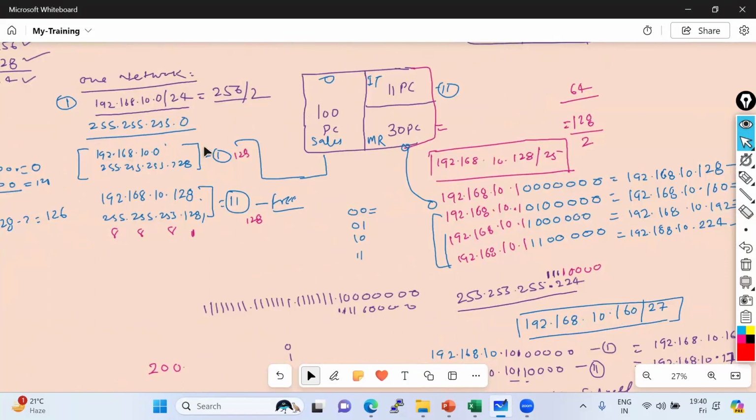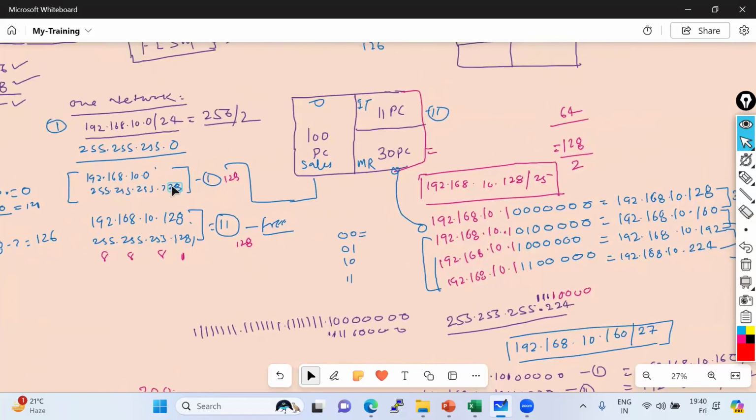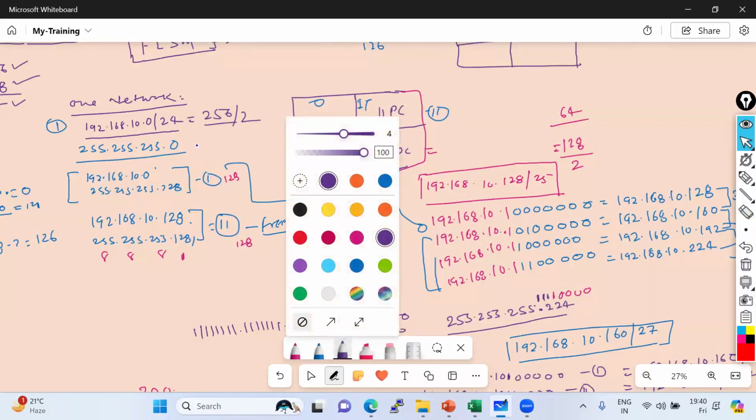For the 100 PC we use this one. What am I going to write as the network for that 100 PC? 192.168.10.128, that's the new network for the 100 PC, right? No, it's 192.168.10.0/25. Oh, /25 is the new network. Yes, it's written here, /25. You divided the /24 network into two /25 parts.